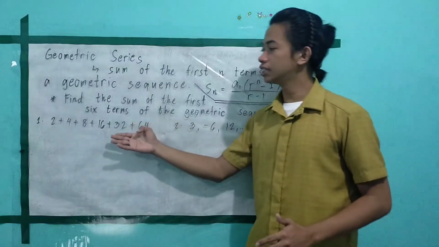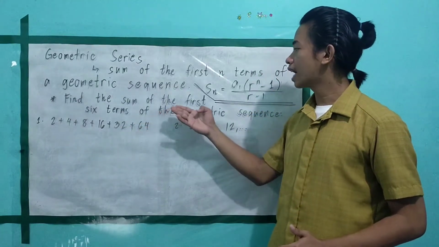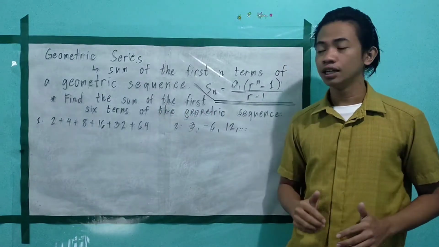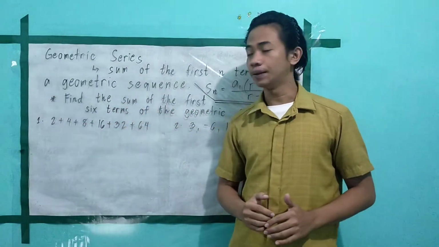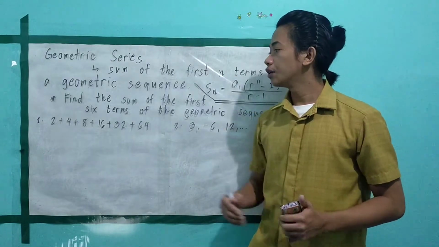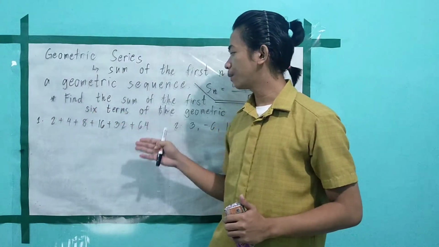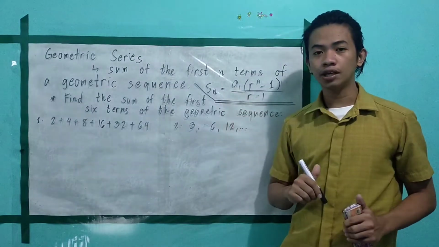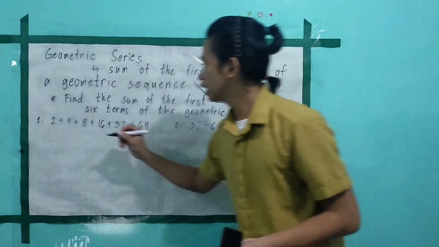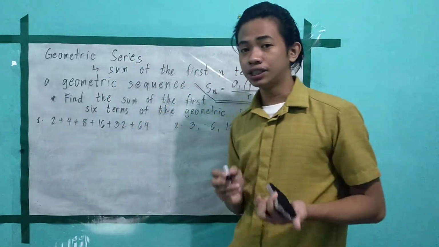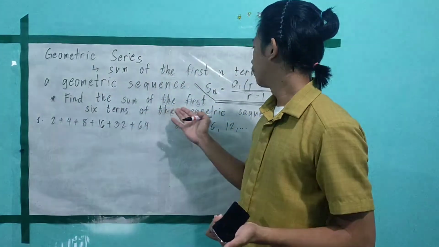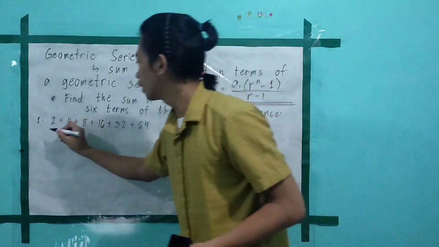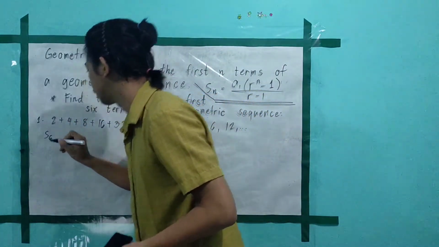So let's consider this given problem. Find the sum of the first 6 terms of the geometric sequence. Proceed tayo sa number 1. In our number 1, we have 2 plus 4 plus 8 plus 16 plus 32 plus 64. So, try natin i-apply yung ating formula. So, since 6 terms, first 6 terms ang hinahanap, sum of the first 6 terms, so magiging S sub 6 siya.